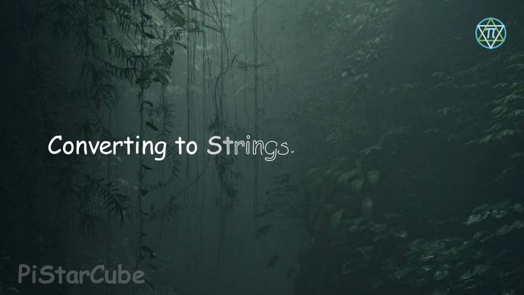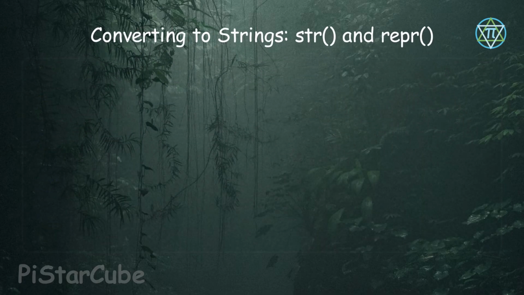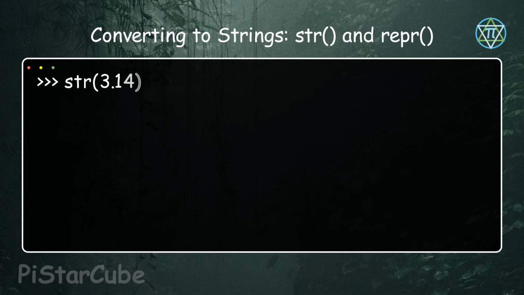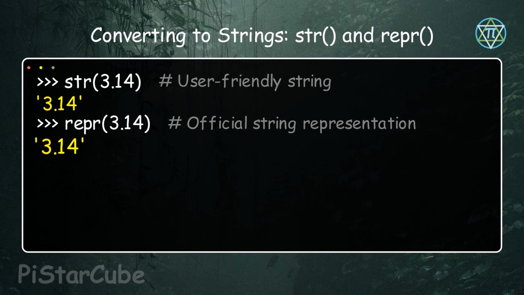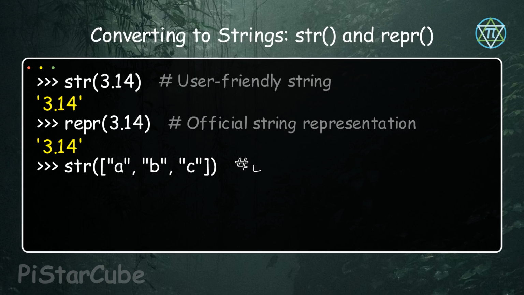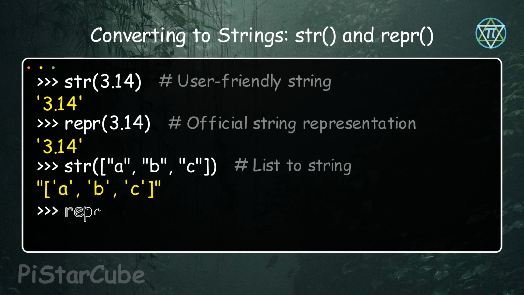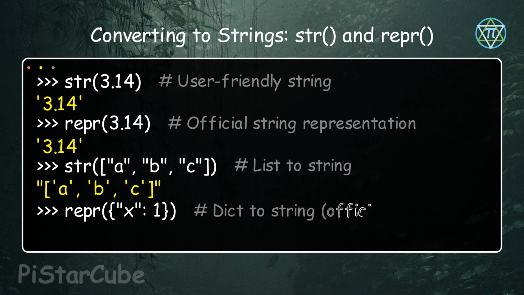Now, let's look at converting things to strings with the str and repr functions. The str function gives you a simple user-friendly version like turning the number 3.14 into the string 3.14. repr gives you the official detailed version which looks the same here but can differ sometimes. You can also convert lists or dictionaries into strings with these, like a list or a dictionary turning into their string forms. It's great for showing data in different ways.